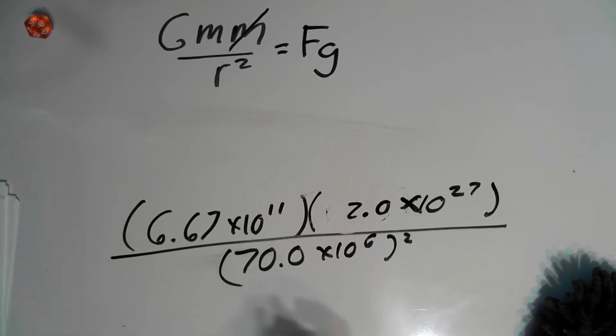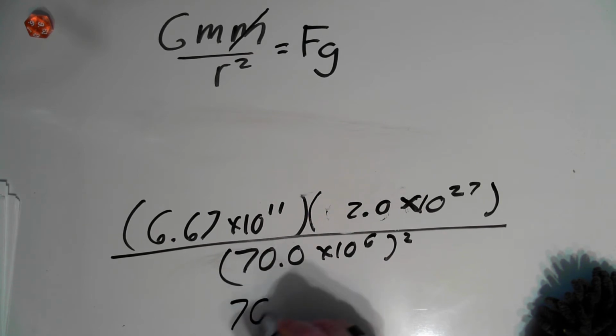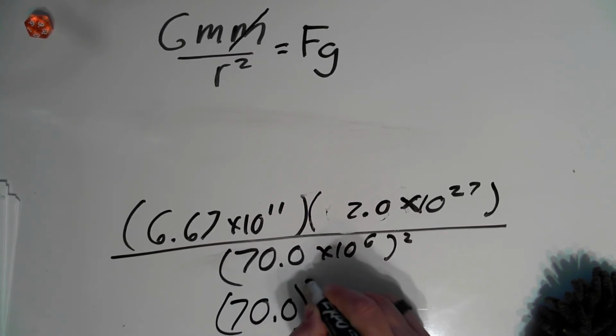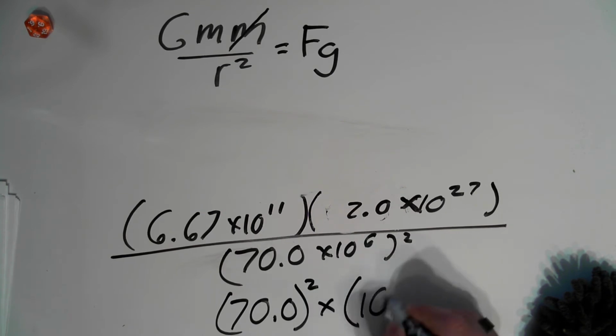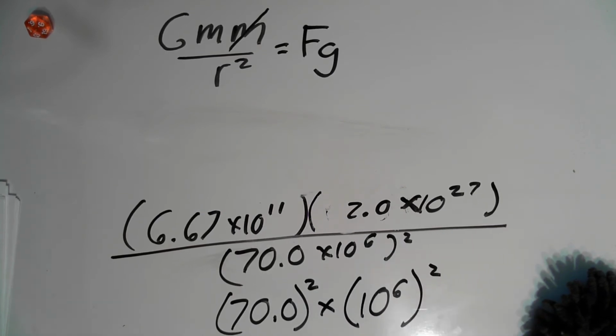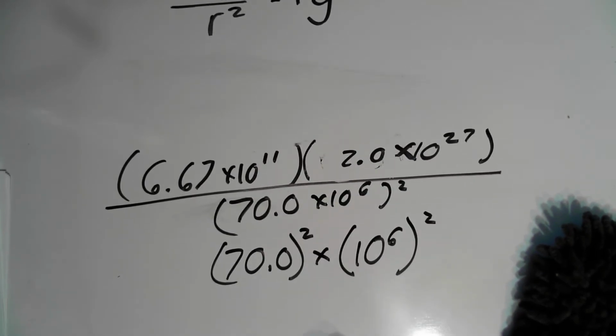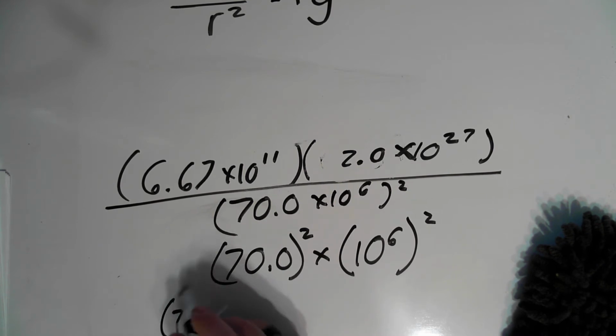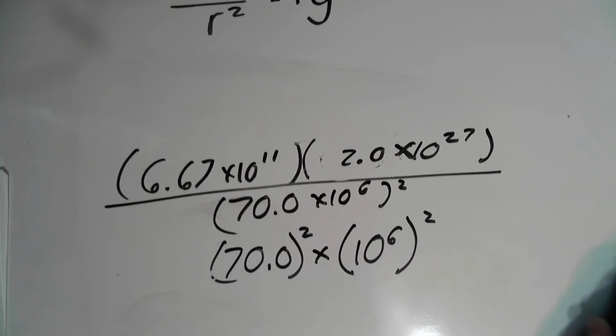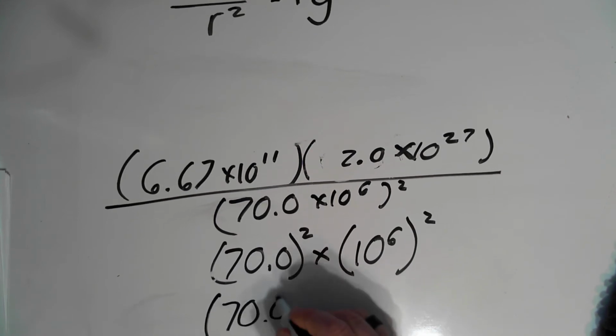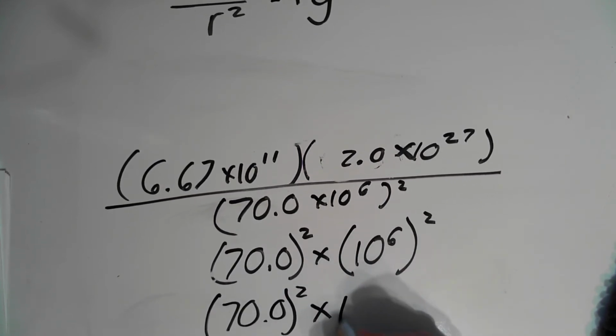So let's start off. When dealing with exponents, I like to do this first. So I'm going to square this term, and that's going to give me 70.0 squared times 10 to the 6th squared. Okay? And the reason why I'm doing that is because I want to get rid of as many of these exponents as possible. So 70 squared stays. No, it's not 20 squared. So I'm going to leave that where it is. So that would be 70.0 squared times 10 to the 12.